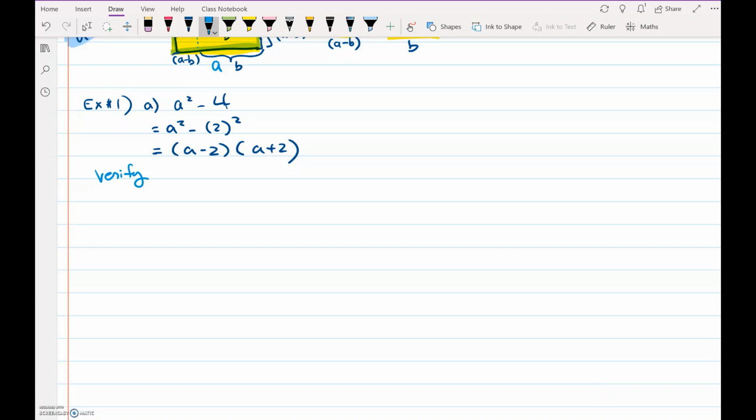I want to verify with you guys now and then, just to make sure we are doing the right thing. So I have a times a is a squared, plus 2a, and minus a times 2, we have minus 2a, and minus 2 times positive 2, we have minus 4. So then we cross out what we have in the middle here. We are left with a squared minus 4. It works! All right, so we can try a couple more examples. You can do the other ones yourself.